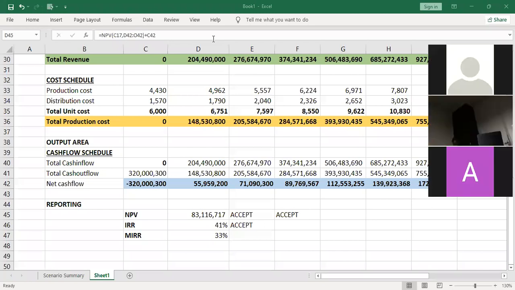If the MIRR is greater than the discount factor, you accept, or else you do what? You reject.